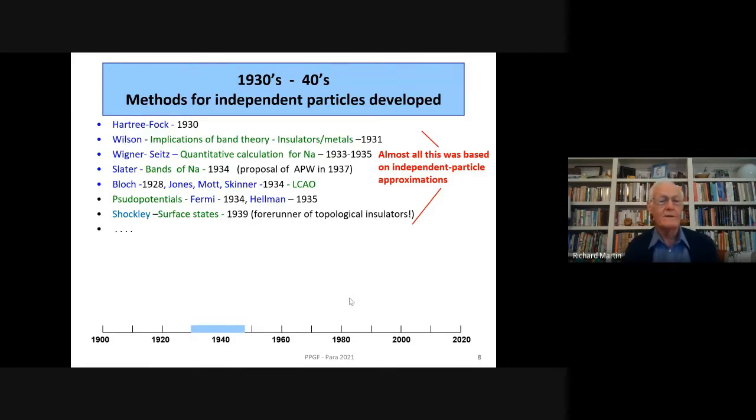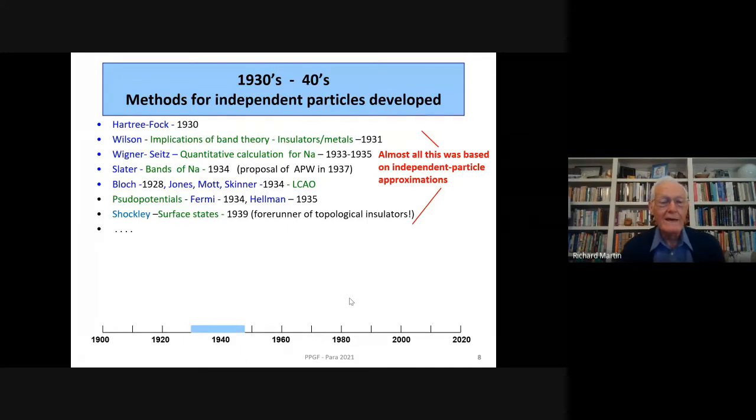Slater did calculations for sodium also and proposed the augmented plane wave method already in 1937. Of course, Bloch used tight binding, and Jones and Mott and Skinner turned it into a real full method involving linear combinations of atomic orbitals. Pseudopotentials, very close to the modern form, were already used by Fermi and Hellmann in 34 and 35. There was work by Tamm on surface states, but I'd like to mention particularly the ones by Shockley in 1939 that was done in such a way that it was a clear forerunner for topological insulators.